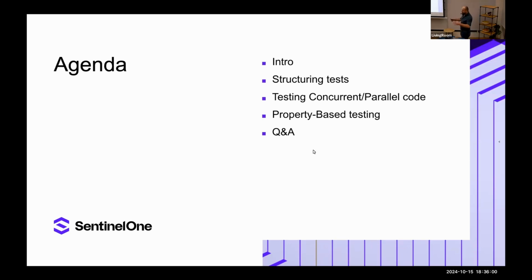I want to talk a bit about how we test concurrent and parallel code, how to make sure that the tests do what we want them to do. And then I want to talk, briefly, or not so briefly, a bit more about property-based testing. This is something relatively less common in Go, but I find it very useful and very interesting.